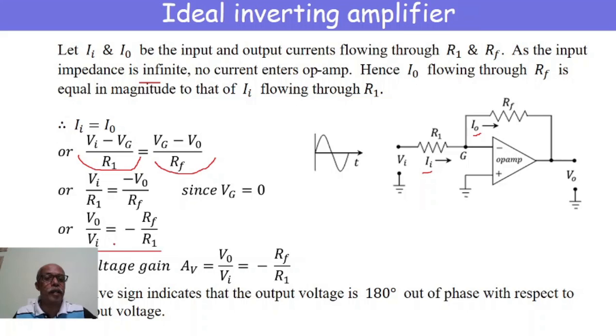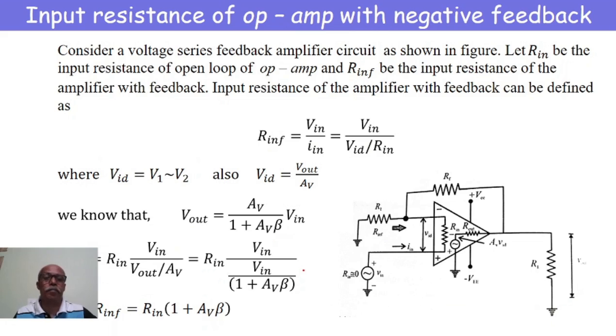Now, voltage gain is nothing but Vo by Vi. Voltage gain with feedback, AV or AVF or ACL, is equal to Vo by Vi, which is equal to minus RF by R1. The negative sign indicates that the output voltage is 180 degrees out of phase with reference to the input voltage. That is represented by this negative sign. This is about the ideal inverting amplifier.